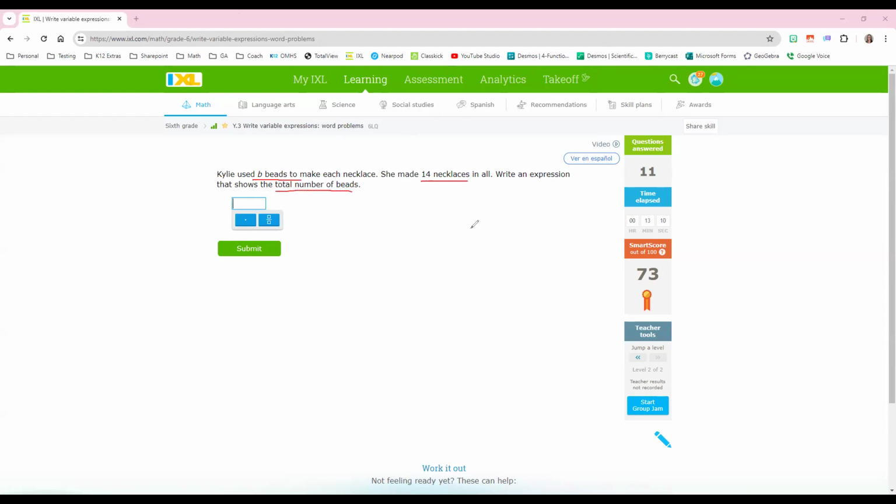Well, this one right here is telling me multiplication because we know 2 separate pieces, the beads and the total number of necklaces. But what we really want is the total number of beads, so we can multiply this together to get our answer. So you could either write it side by side like 14b, or you could use the dot to show multiplication. Either would be acceptable and be counted as correct.